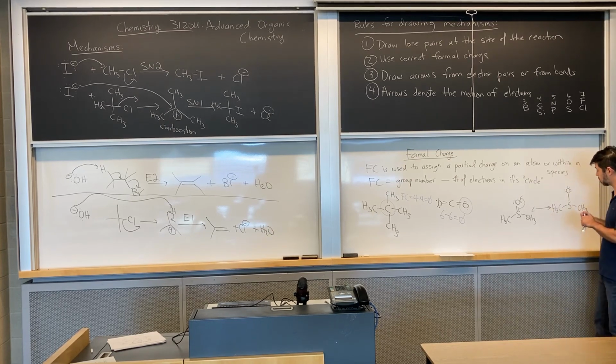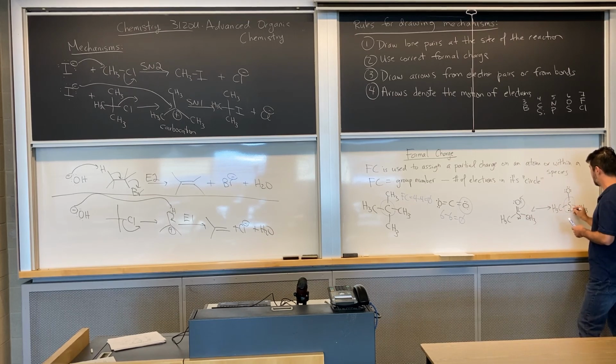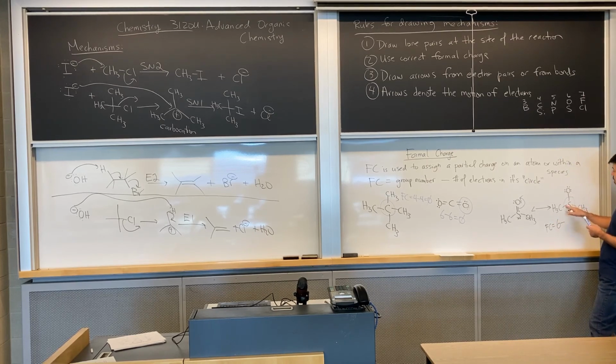What is the formal charge of this sulfur? Okay, so at this sulfur here, if you look at your table here, you are in group number 6, okay? So your sulfur here also has a couple of electrons. And let's count the number of electrons within the circle. 1, 2, 3, 4, 5. 6 minus 5 is equal to 1. So the sulfur has a +1 charge.